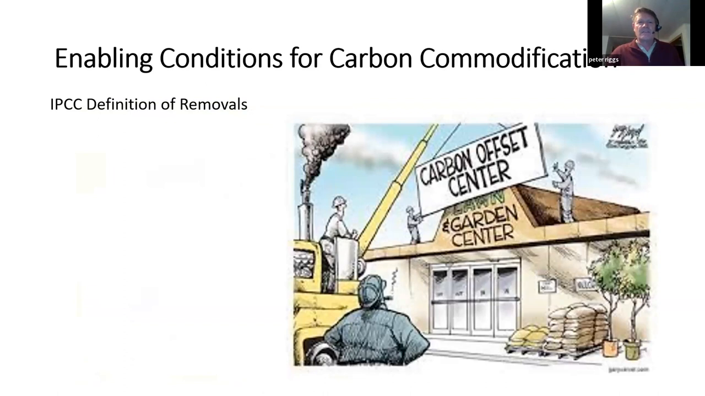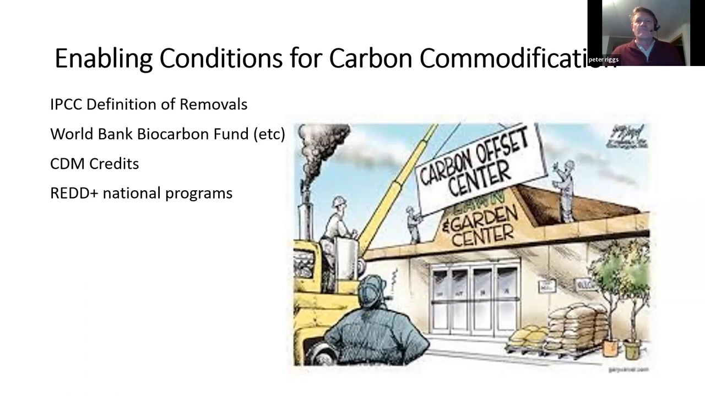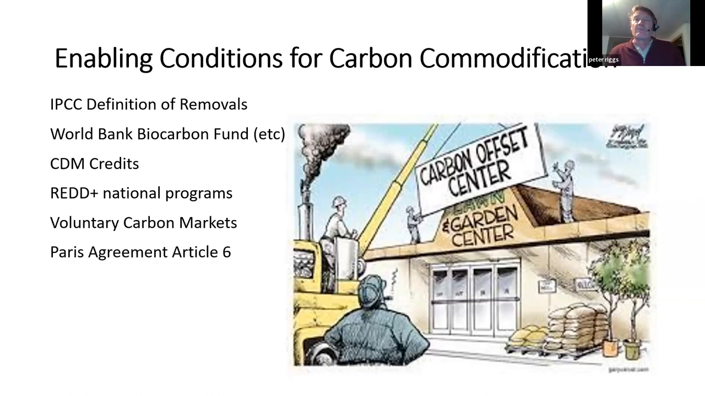As mentioned, the IPCC definition of removals was very helpful to this project of creating a market for removals. Same with the Biocarbon Fund at the World Bank and the other climate investment funds. The Clean Development Mechanism also allowed attention to removals. REDD+ national programs also contributed to this idea that we need removals and we need to pay for removals. The voluntary carbon markets are based on this idea of removals. Paris Agreement Article 6, which we'll be talking about, also centers on removals. CORSIA is the airline's plan for buying, appropriating removals.